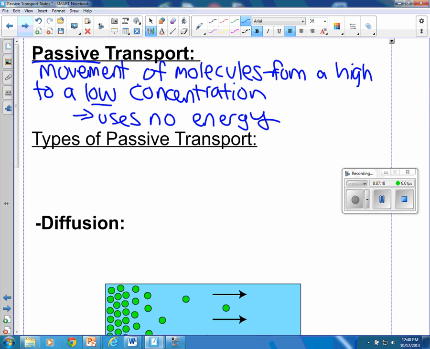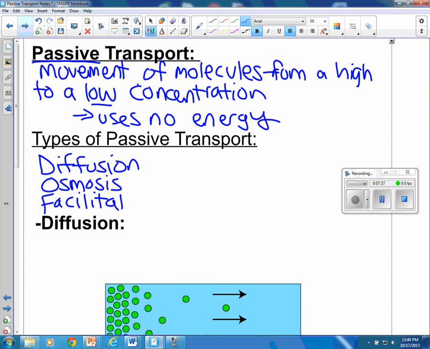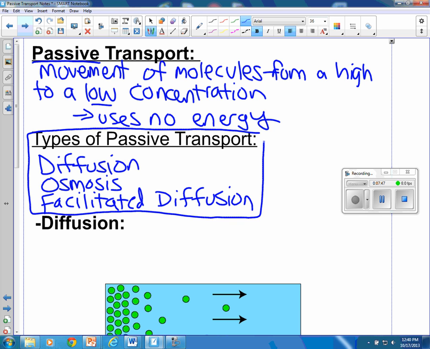There are 3 types of processes. The first one you've already seen, and it's called diffusion. The second type is called osmosis. And the third type is facilitated diffusion. These are super important words to know. So make sure you highlight them or star them or box this area. It's super important.